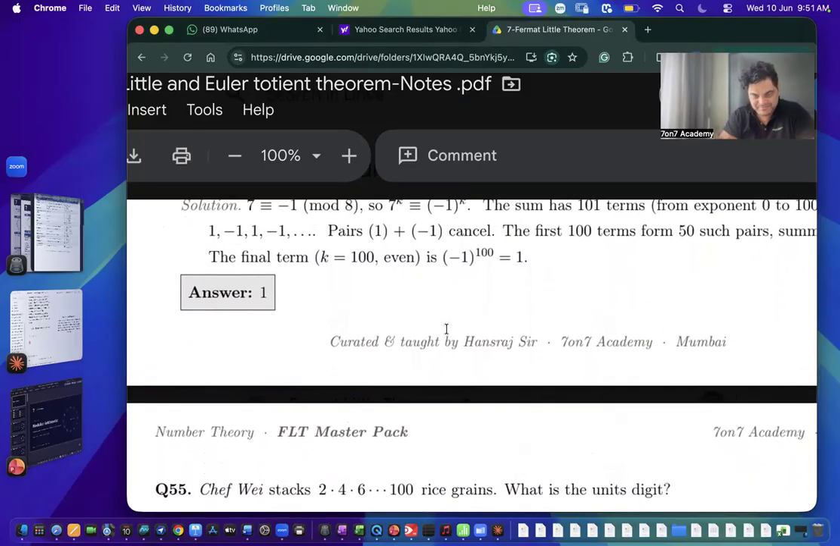So is that multiplied, or what is the unit digit? Zero?